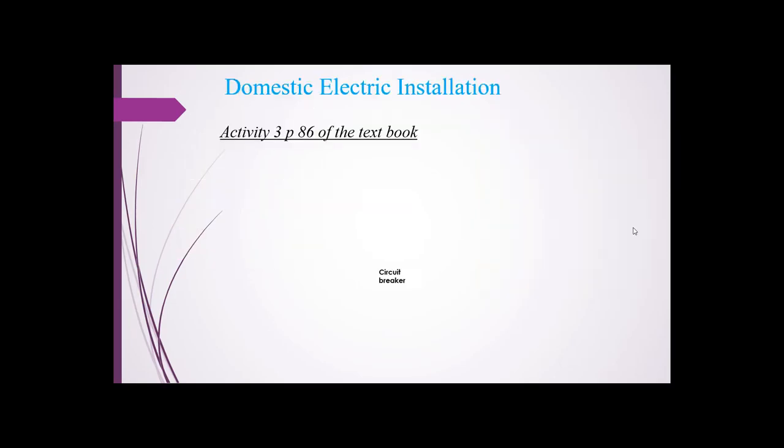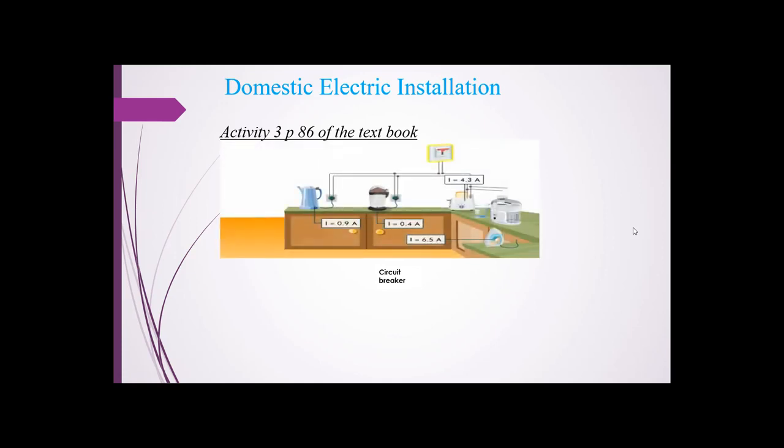The last point which we will discuss in this video is the domestic electric installation. This will be done in activity 3, page 86. Let's observe this figure, which shows many electric appliances connected to the electricity of the mains inside a house. So as you can see, all of these appliances are connected to the wall outlets, and these outlets are fed by the electricity of the mains.